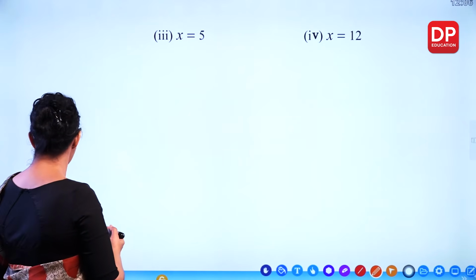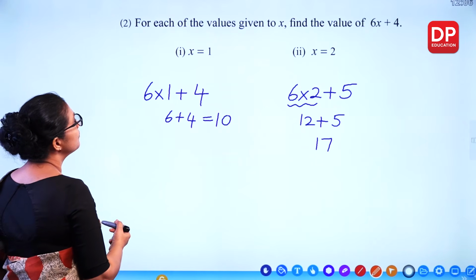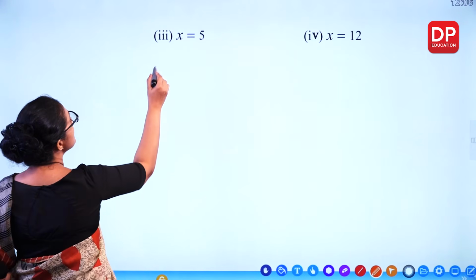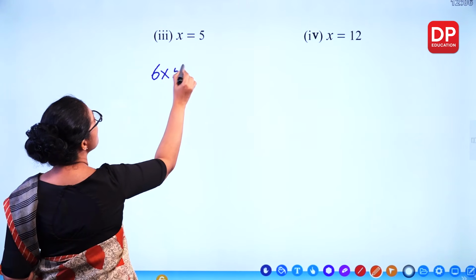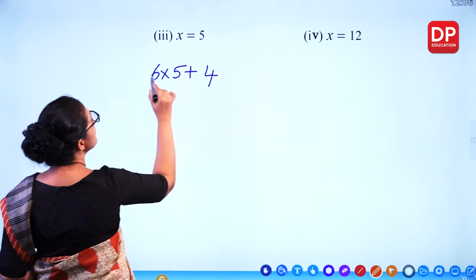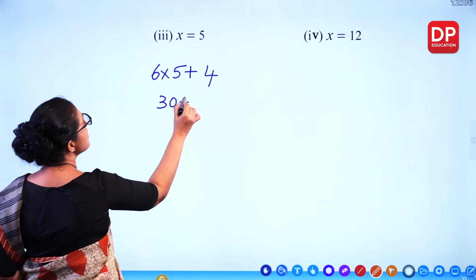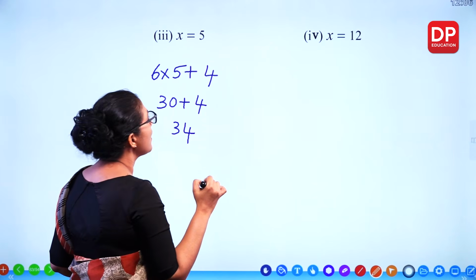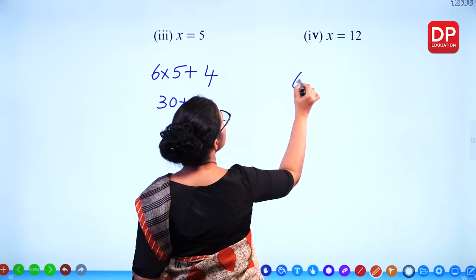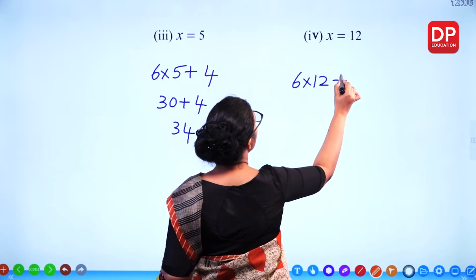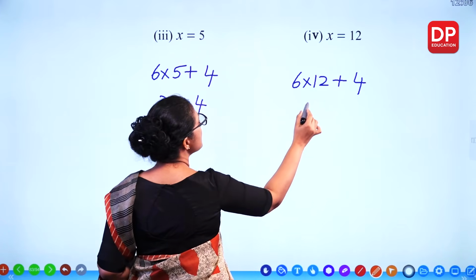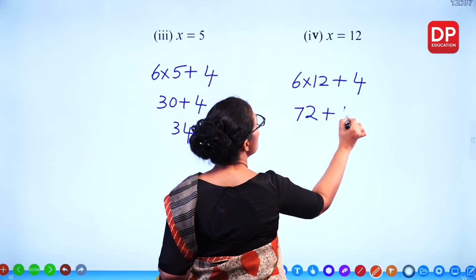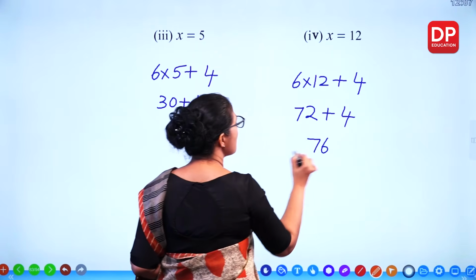X equals 5. What's the expression? 6x plus 4. 6x is 5 plus 4. 6 times 5, 30. 30 plus 4, 34. X is 12. 6 times 12 plus 4. 6 times 12, you get 72 plus 4. That's 76.